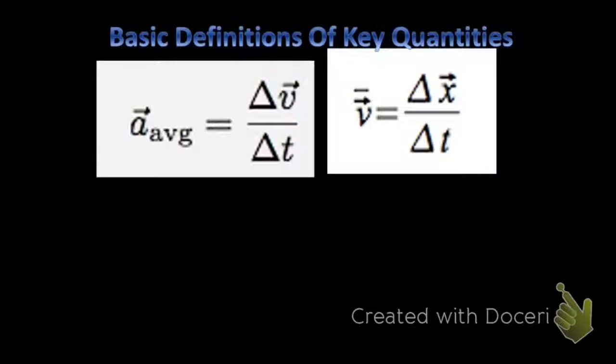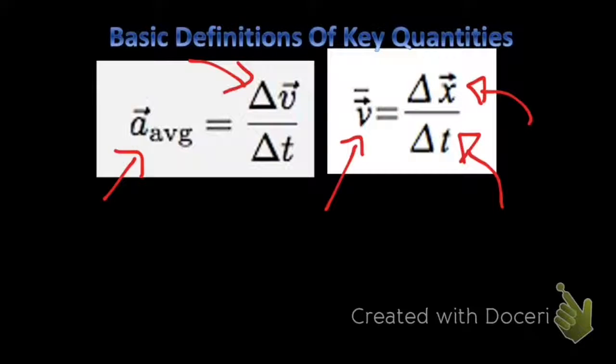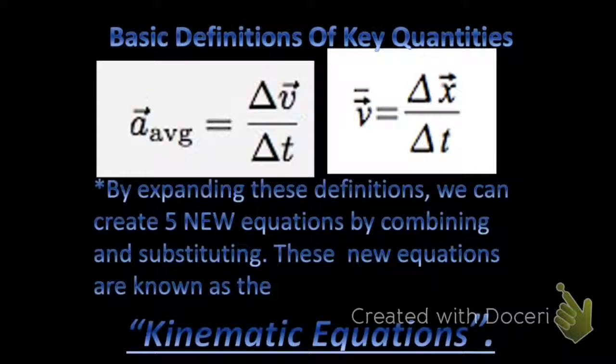and acceleration. Here we've got time, displacement, velocity, acceleration, and within this we've got final and initial velocity. So those 5 variables are locked up in just these 2 equations. By using these 2 simple definitions, we're actually going to expand into 5 new equations by combining and substituting these, and these new equations are known as the kinematic equations.